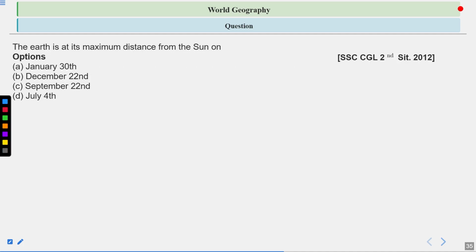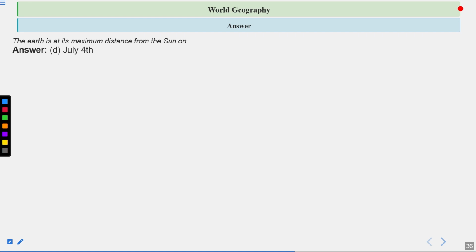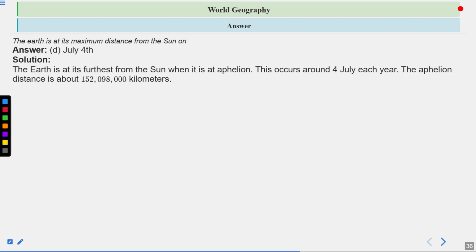The Earth is at its maximum distance from the Sun on 30th January, 22nd December, 22nd September, or 4th of July. If we talk about the maximum distance from the Sun, that is on 4th of July, and it is known as aphelion. The Earth is at its furthest from the Sun when it is at aphelion. This occurs around 4th of July each year.